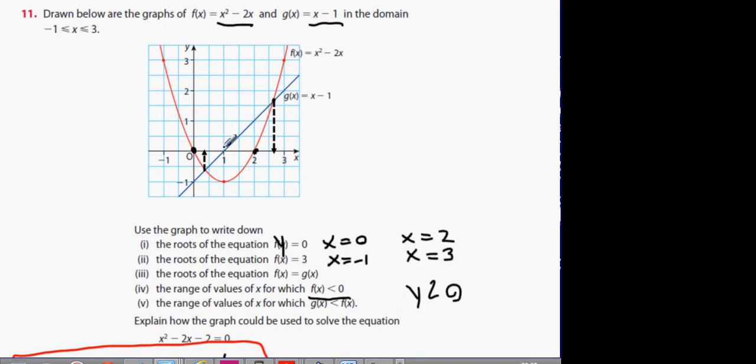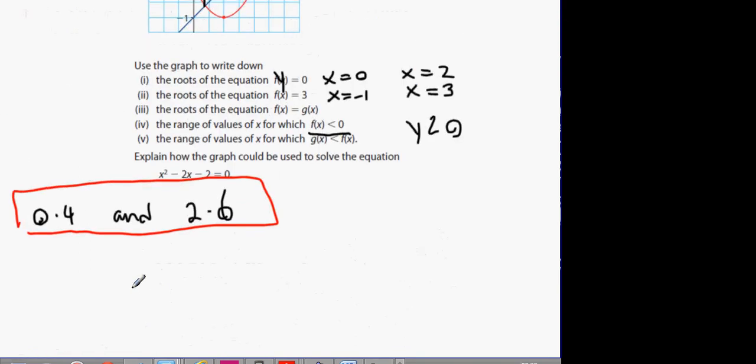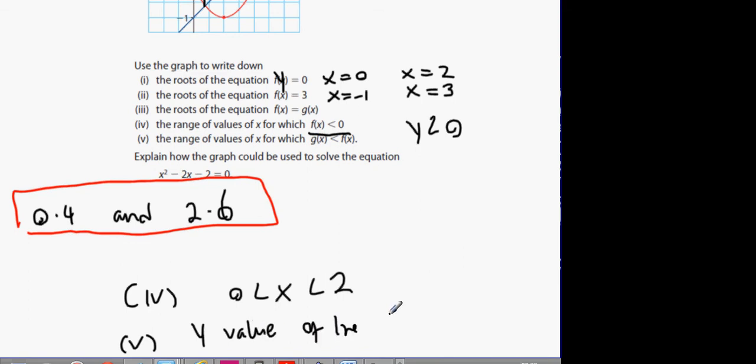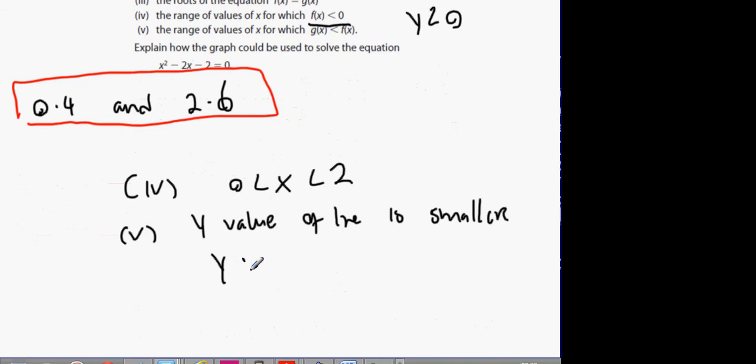Between 0 and 2. How do I write that in maths form? 0 smaller than x, smaller than 2. Perfect. Next one. The range of values of x for which g of x is smaller than f of x. What does that mean in English? The y value of the line is smaller than the y value of the curve.